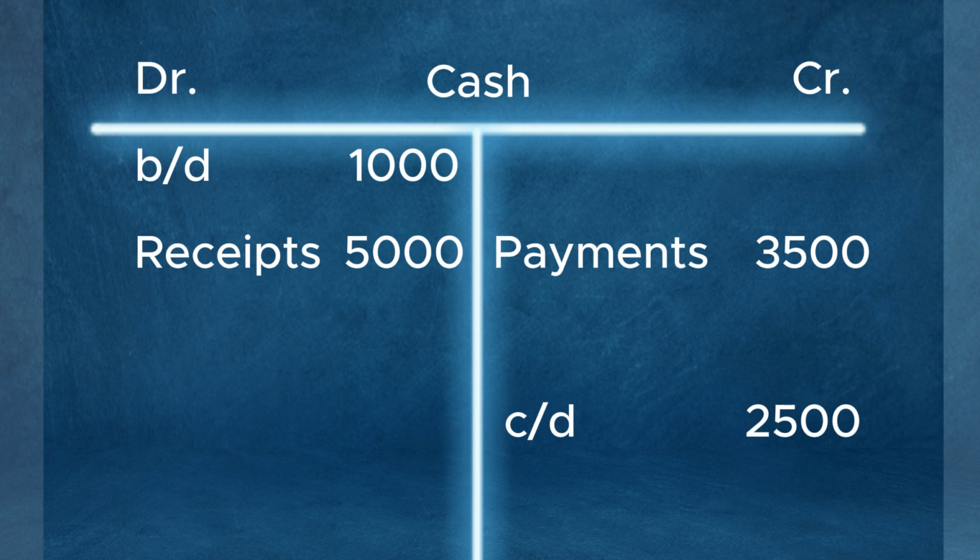The receipts are the cash inflows in the business, and the payments are the cash outflows from the business. On the bottom, there is the closing down balance of cash, and this is the closing balance of the cash for the year 2023.